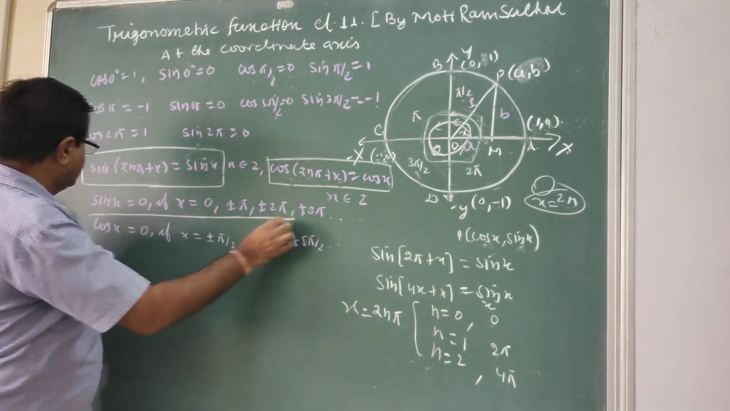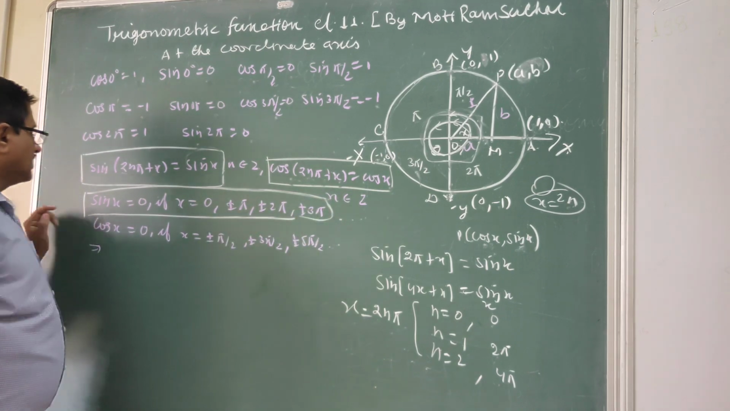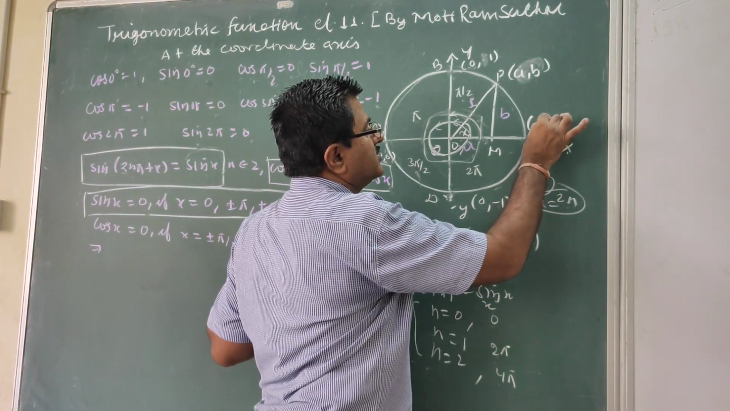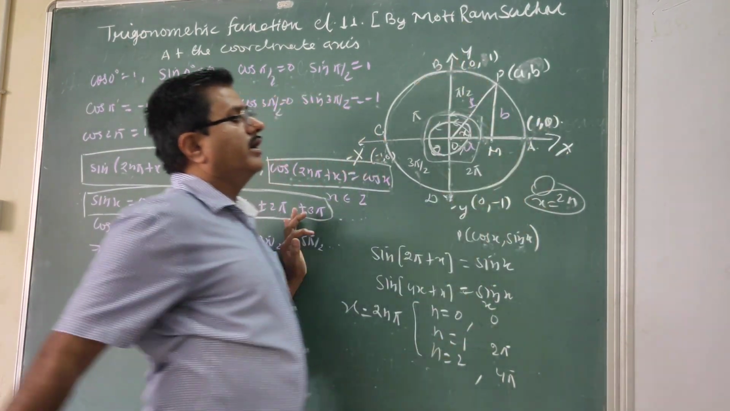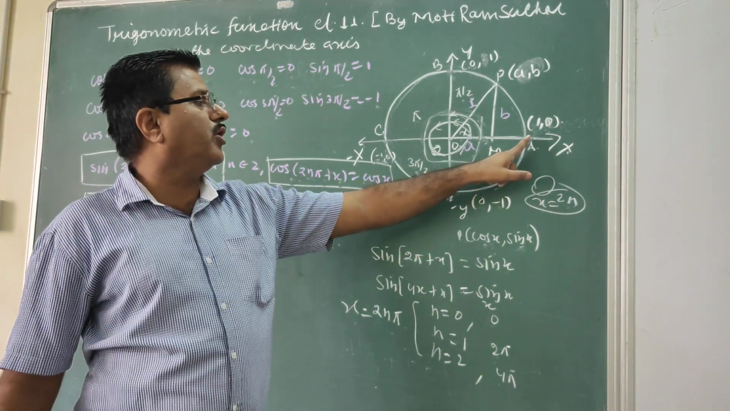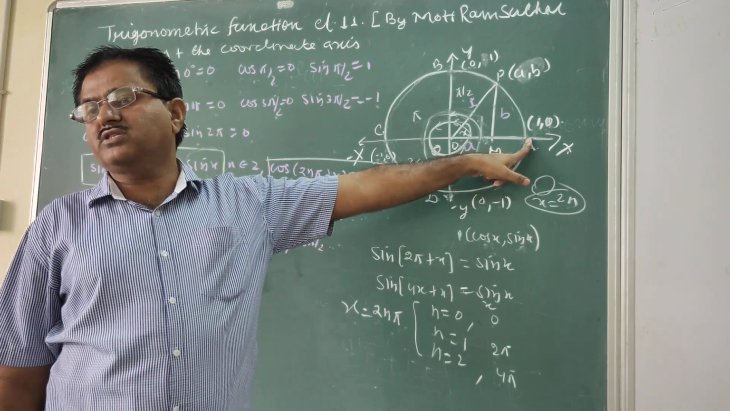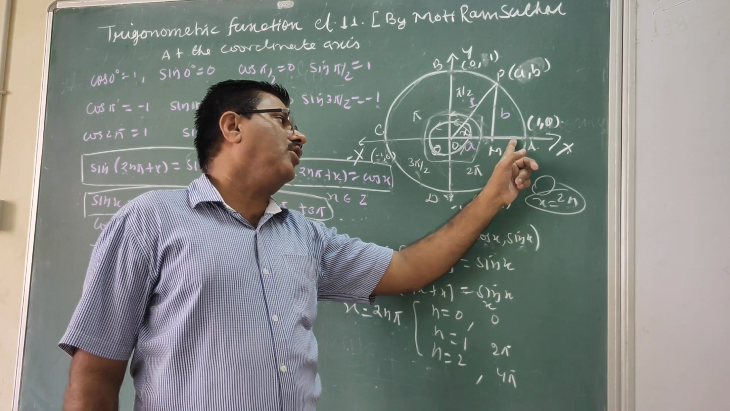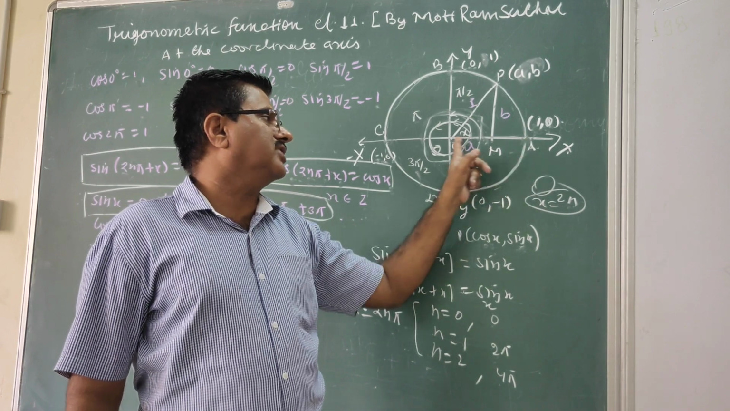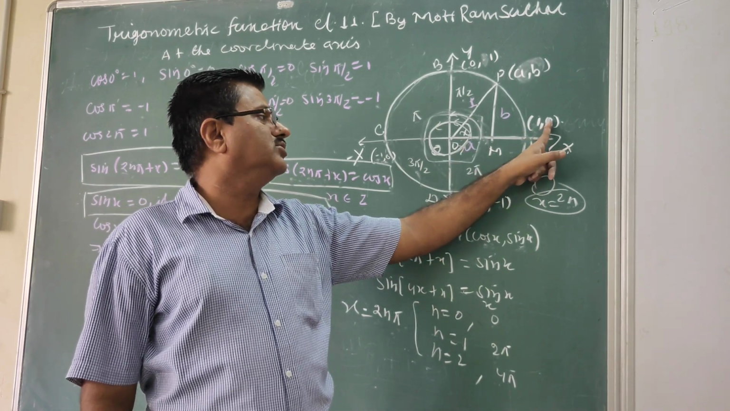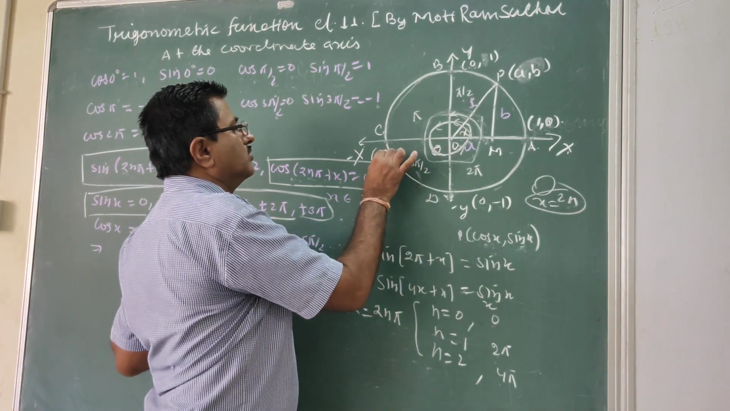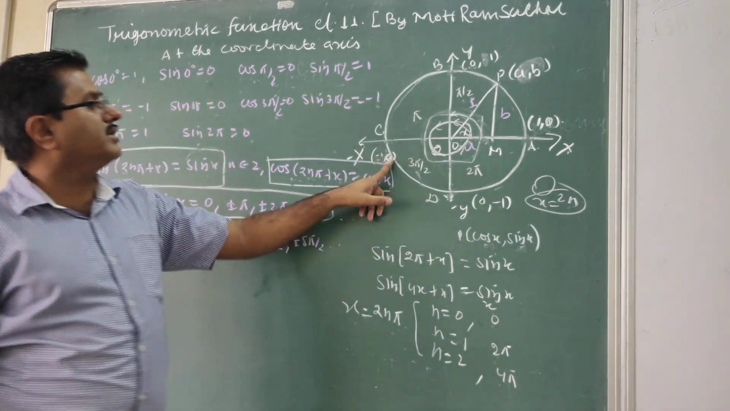Here we also write sin x equal to 0. Now at what angle is sin x equal to 0? Sin x equal to 0 at what angle? When point P coincides with A. So how many possible cases are there where the point P coincides with the point A? Like here at the start, x equal to 0, then sin 0 is 0. Now after completing one round, here also it is 0. So sin x is 0.